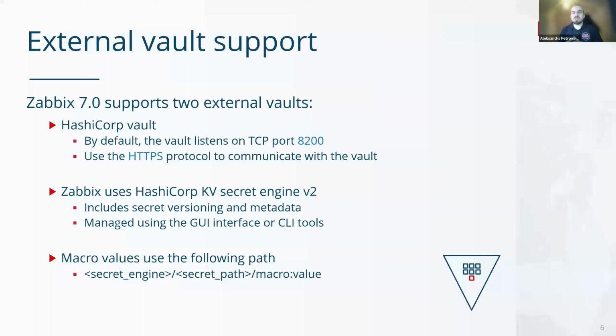And Zabbix works specifically with the HashiCorp Key Value secret engine version 2, which includes secret versioning, right? So you can always track which version of the secret you are working with now, how many times it has changed from its default value, and metadata, like, for example, when it was created, or, let's say, how long this secret will be kept in the vault.